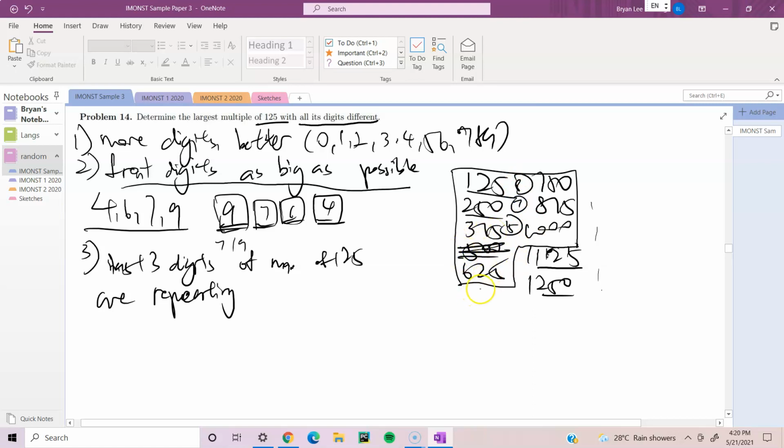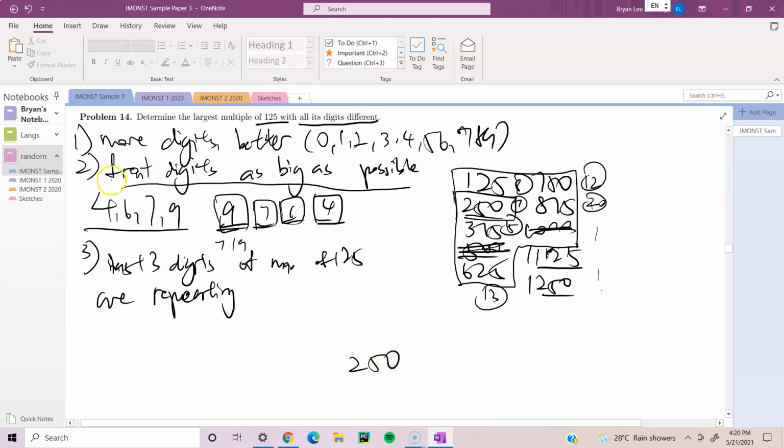This is out. 6 plus 2 plus 5 is 13. And then 7 plus 5 plus 0 is 12. 8 plus 7 plus 5 is 20. And then you see another 3 zeros, so no. So out of these, the smallest one is 250, which is a 7. So we know that this multiple of 125's last 3 digits is 250.